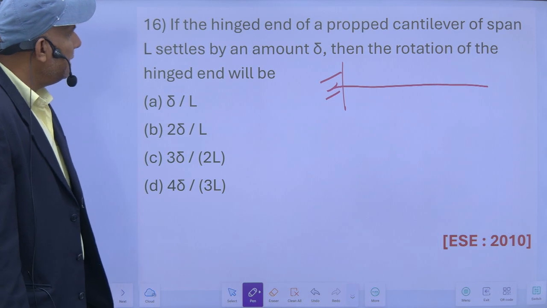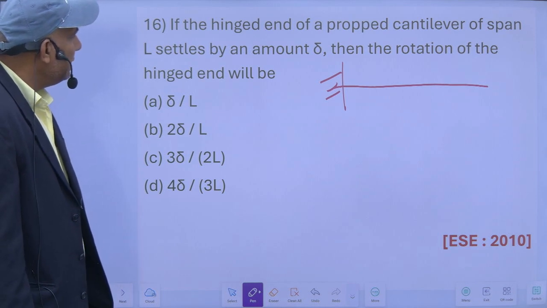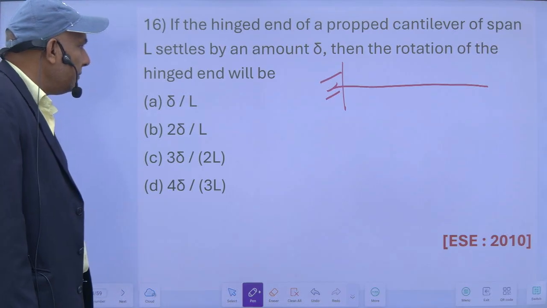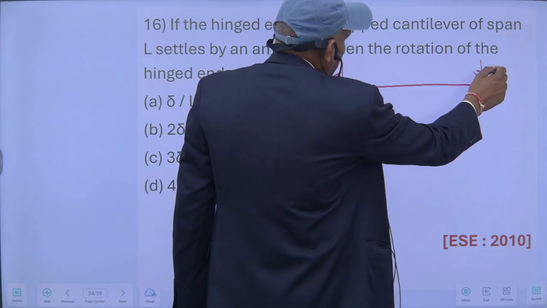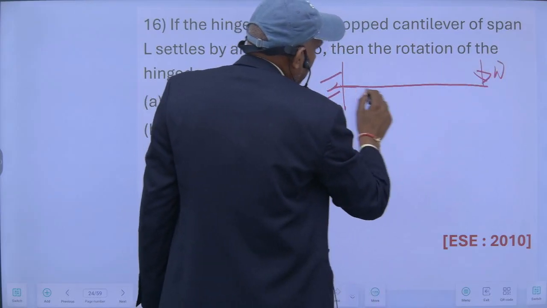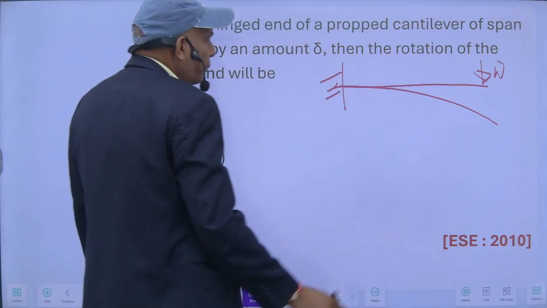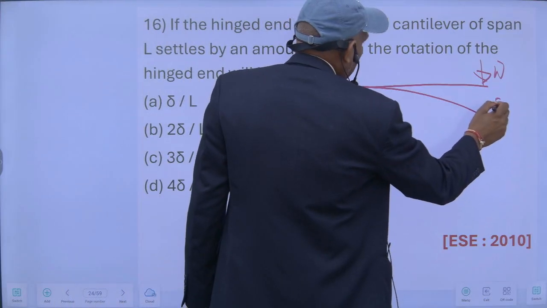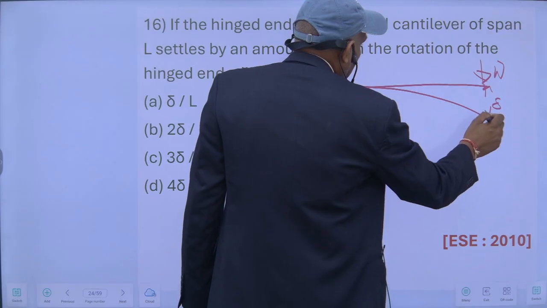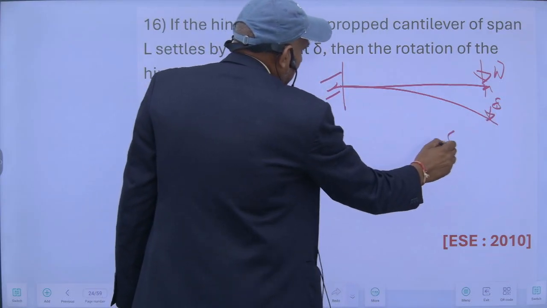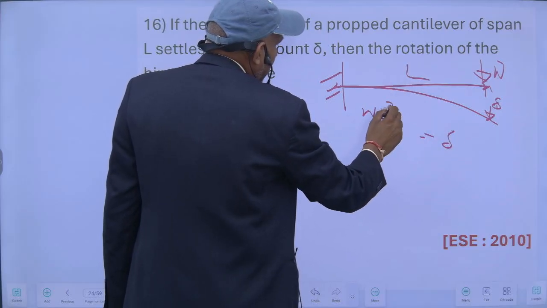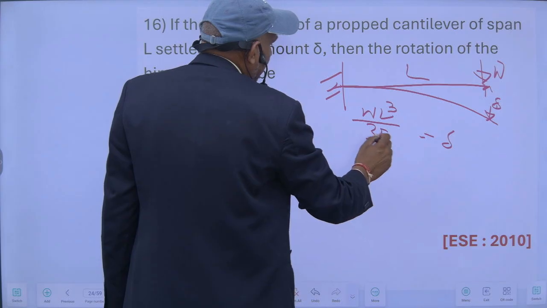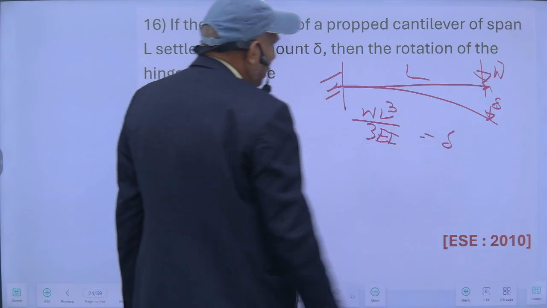If the hinged end of a propped cantilever of span L settles by the amount delta, then the rotation of the hinged end will be like this. Suppose this is a W load. Because of this, there is a deflection, and this is delta. What is delta equal to? Delta is equal to WL cube upon 3EI. So this is the formula.